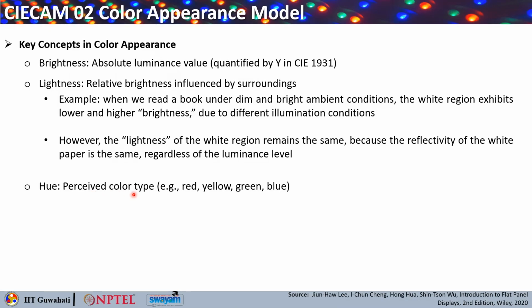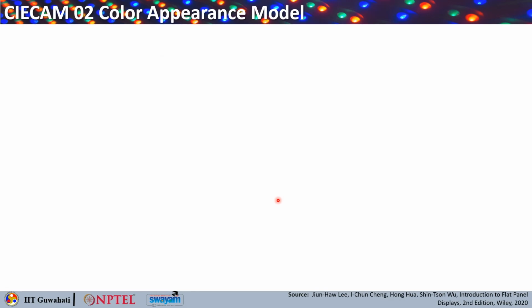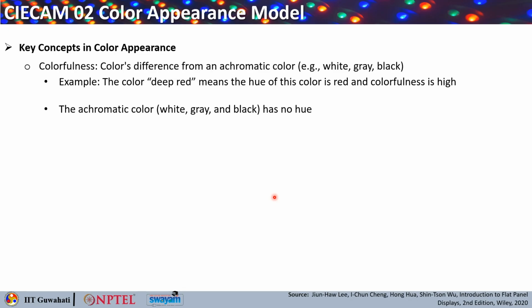Next important concept is hue. Hue is basically the perceived color type, whether it is red, yellow, green, blue. What is that perceived color by the human eye? Next important concept is colorfulness. So, color's difference from an achromatic color. That means achromatic colors are where there is no color, like white, gray and black, okay.